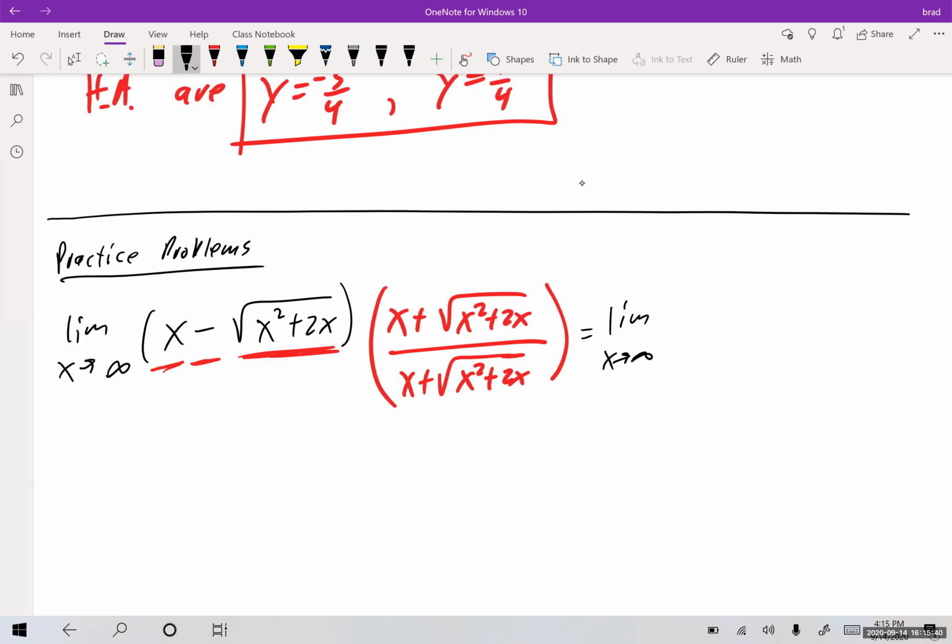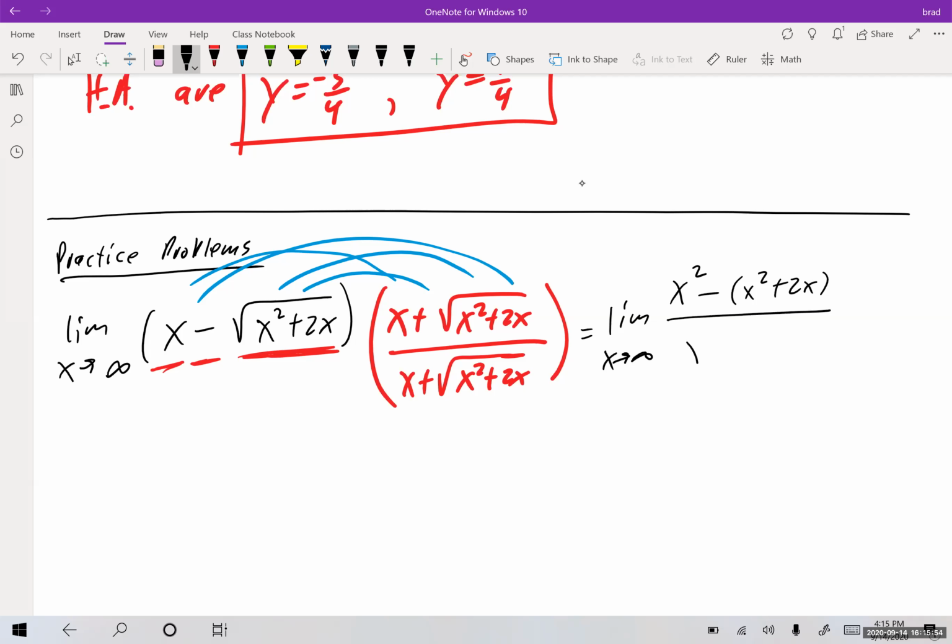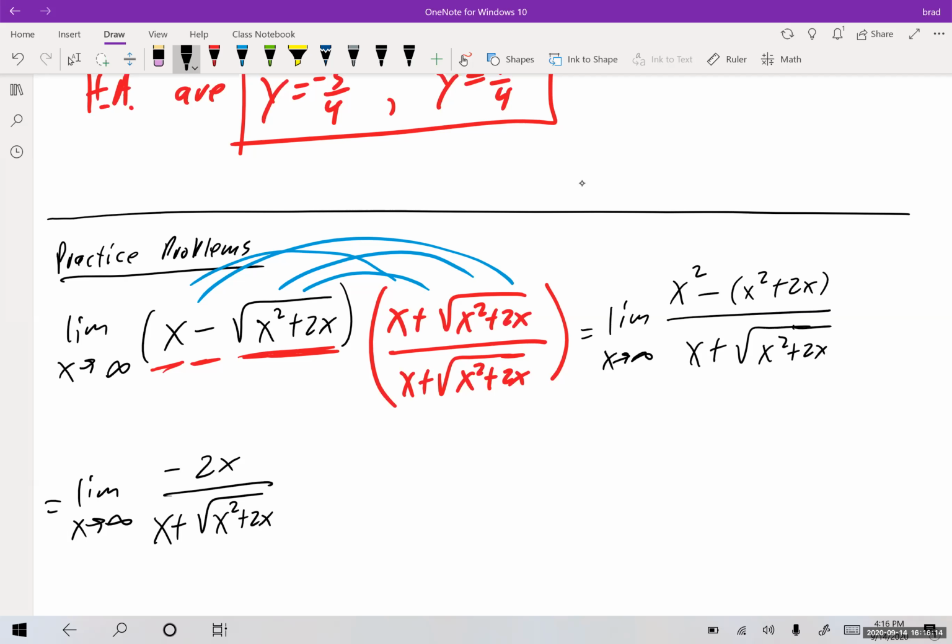Okay, so hopefully you guys foiled this out. Remember, you got to do all this foiling like this and then like this. So let's see what we get. We get x squared minus x squared plus 2x, all divided by x plus square root of x squared plus 2x. Let's see what this equals. And again, I don't know what's going to happen per se. I just know this is kind of my go-to technique. The x squareds look like they're going to cancel, and I'm going to be left with negative 2x over x plus square root of x squared plus 2x. Okay. Well, there's a couple directions we can go from here.